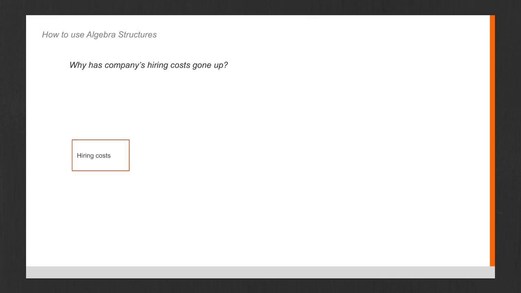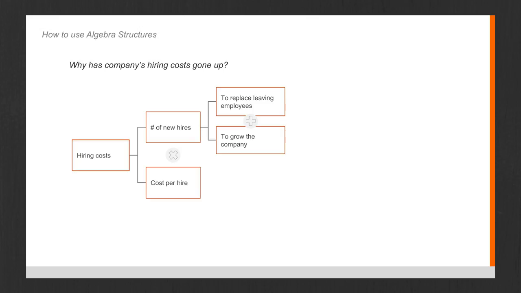Okay, so to see why hiring costs have gone up, I need to break it down, and I'm gonna break it down into the number of new hires. Maybe that's gone up, we're hiring more people, and multiply that by the cost per hire. Maybe the cost per hire has gone up, which is a worse problem. If the number of hires has gone up, that may be to replace leaving employees or to grow the company. So maybe more people are leaving the company and we have to replace them faster, which is bringing hiring costs up, or we're growing the company.